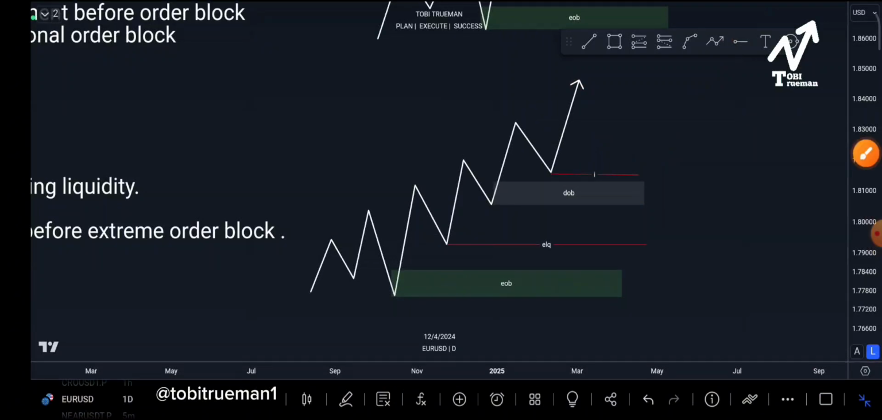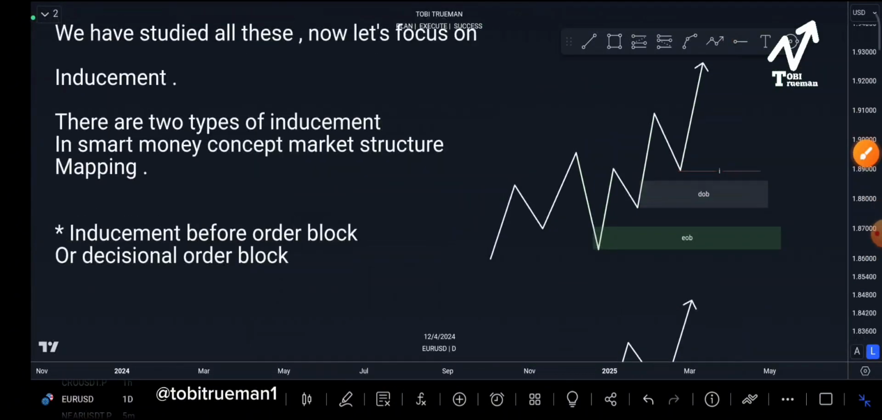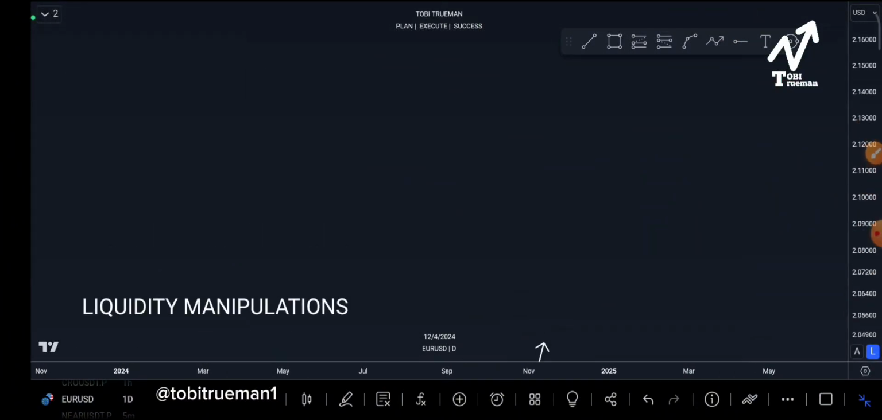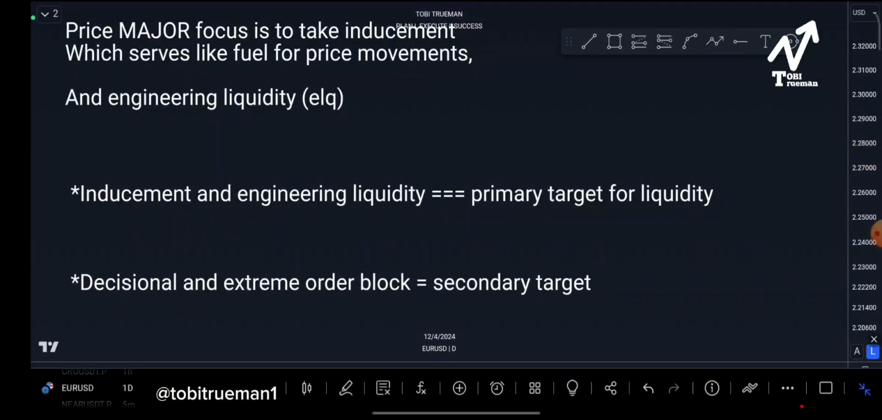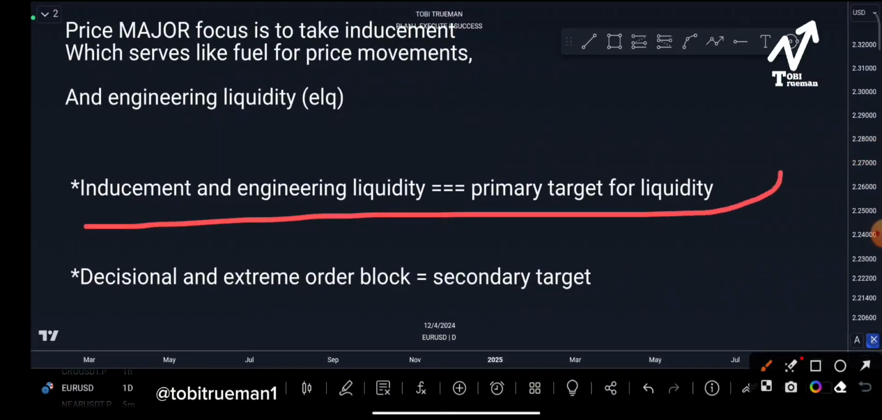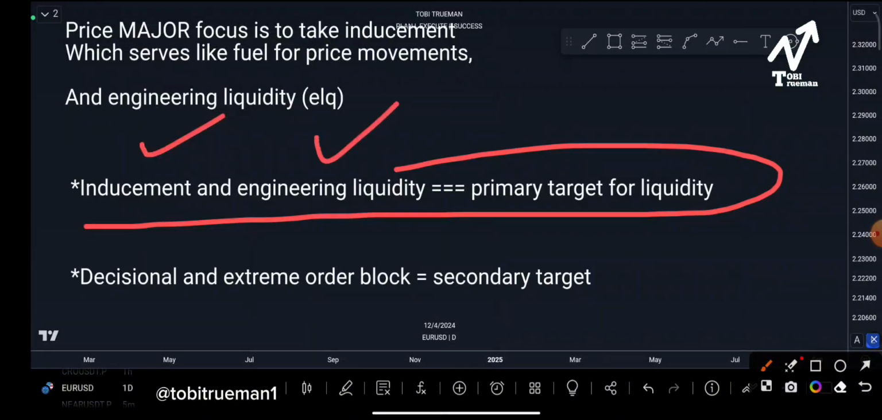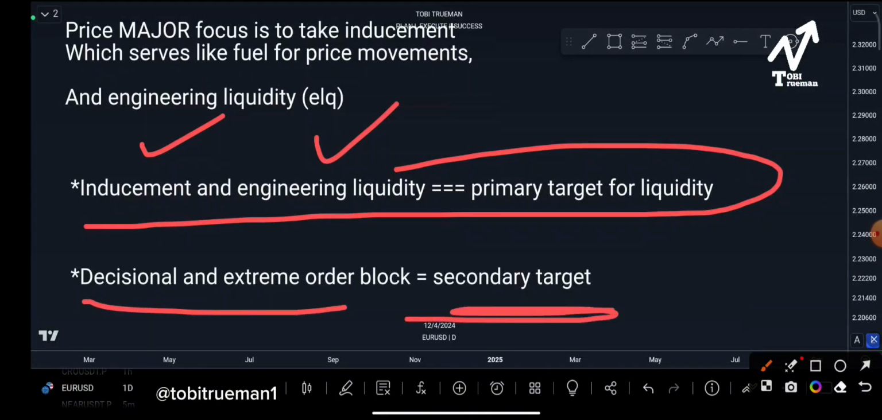So all these things you just have to understand. Why that happens is because the major focus of price is to take out inducement, which is the primary target. Inducement can come in before the additional order block, then you have engineering liquidity also before the last order block. Then we have the additional and extreme order block. Those two are what we call secondary targets. I hope this is very clear.